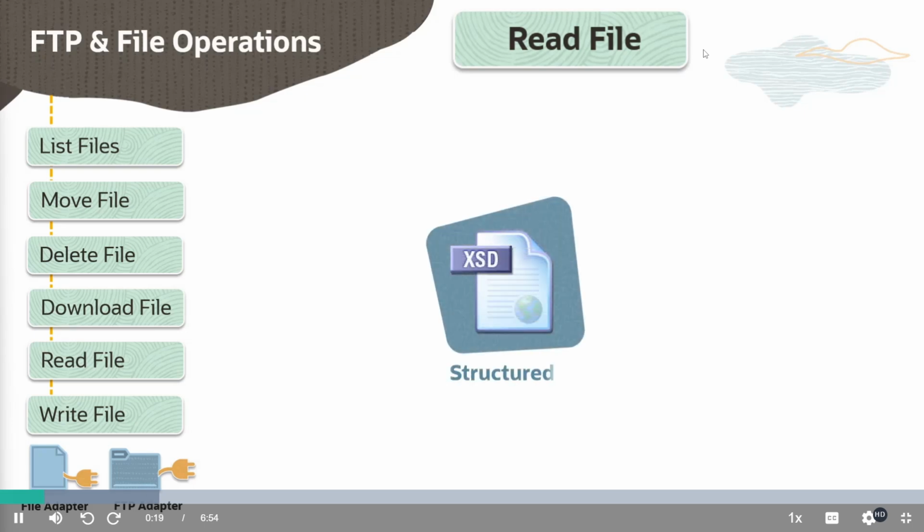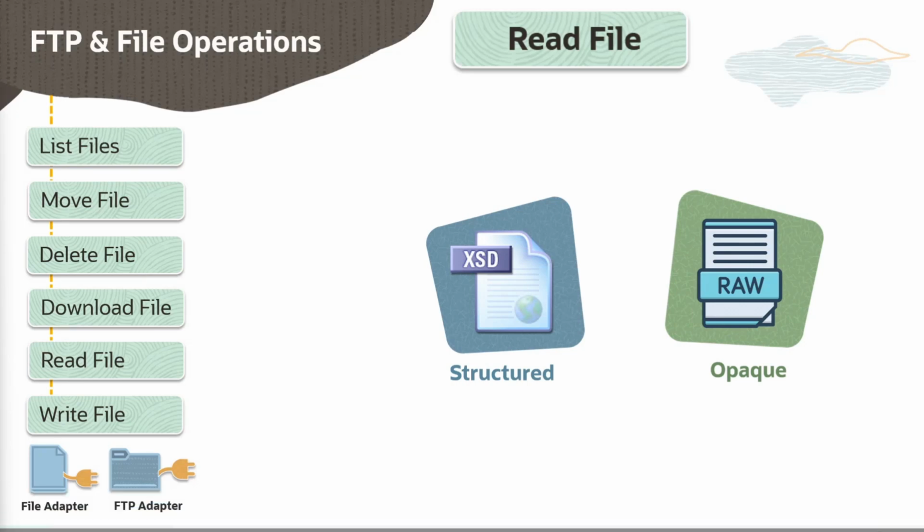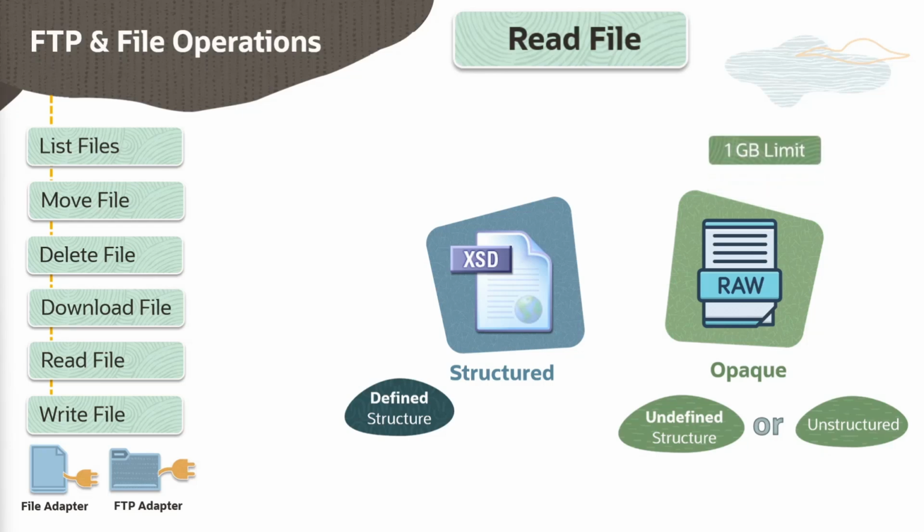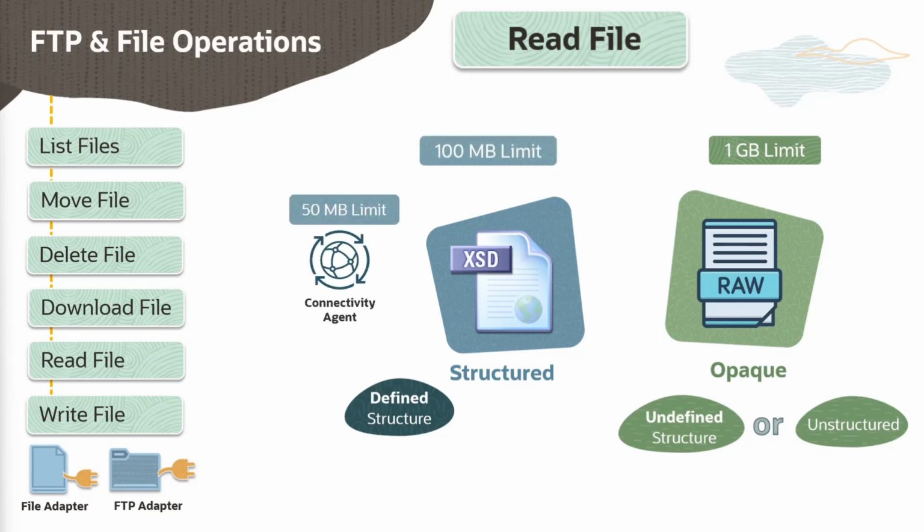You may recall from an earlier lesson a discussion on structured versus opaque files. Structured files must be defined so they can be parsed into memory, while opaque files might have a structure, but if so, that schema is not defined and the file is not parsed into memory, which allows you to read an opaque file from a shared file system or an FTP server of up to 1 GB in size, whereas defined structured files must be less than 100 megabytes, or less than 50 when read with the connectivity agent, as they are brought into memory.